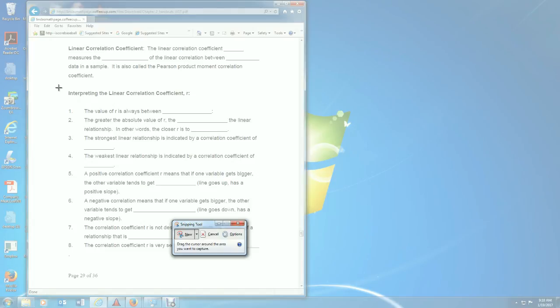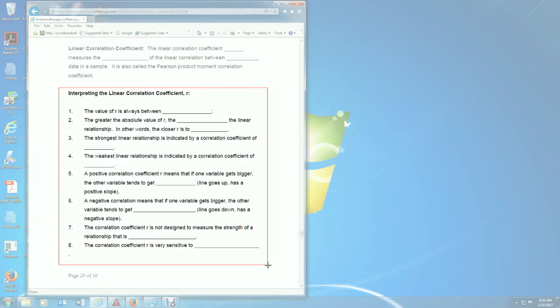Tell you what, I'm going to go ahead and do this so I can write if I want to.